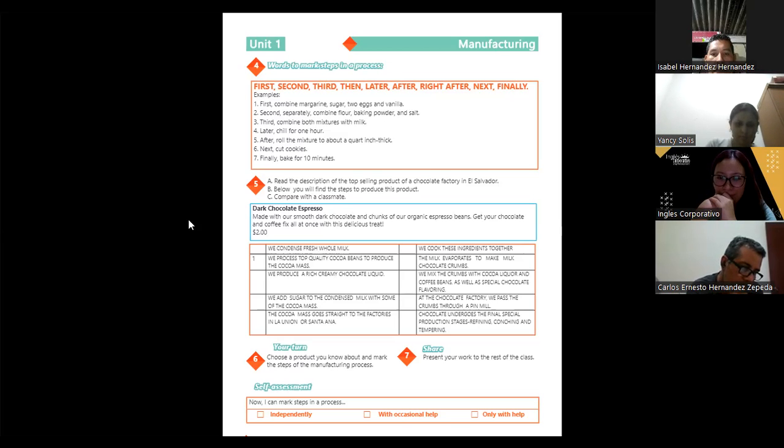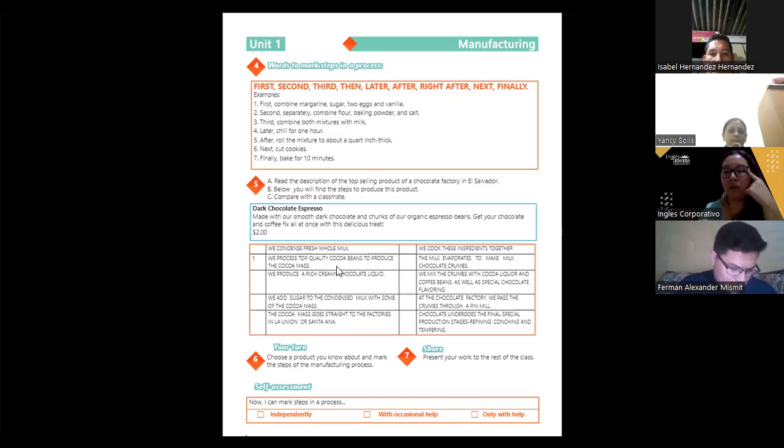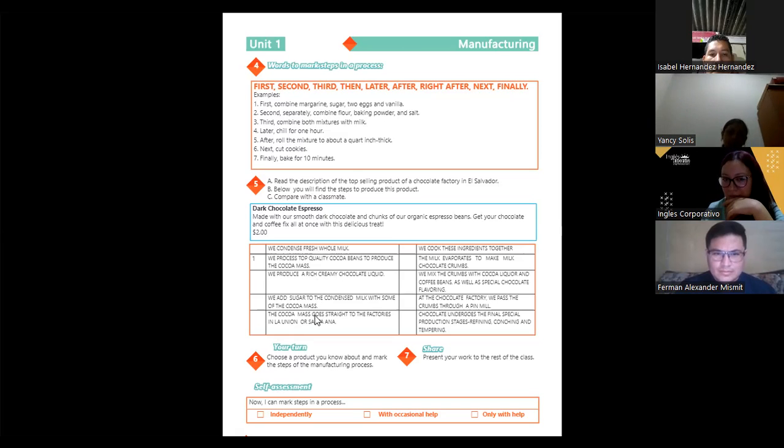Cocoa mass goes straight to the factories in La Union or Santana. Correct. Y ahí está lo que yo les mencionaba. Palabras clave. Número uno me dice, procesan los granos de cacao para producir la masa de la cocoa. La pasta, digamos. Vuelvo a buscar la palabra pasta y nos dice, la pasta de la cocoa va directo a las fábricas en la Unión y Santana. Ya ahí ya puedo encontrarle una continuidad.